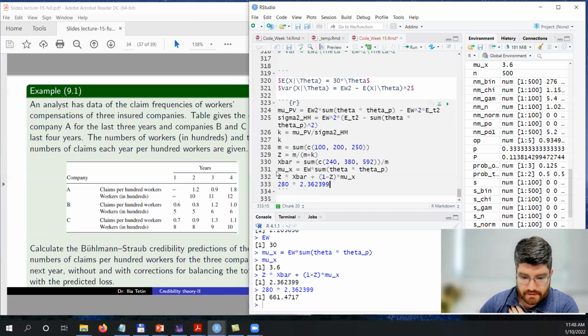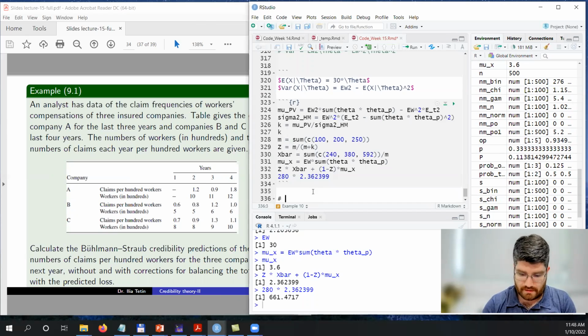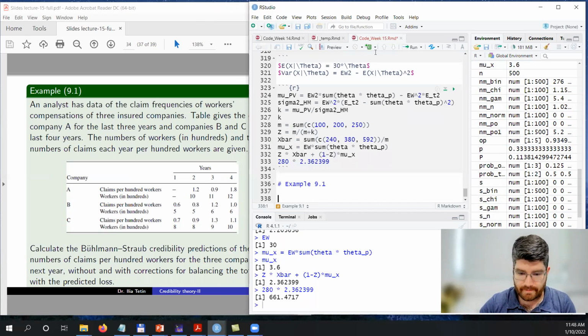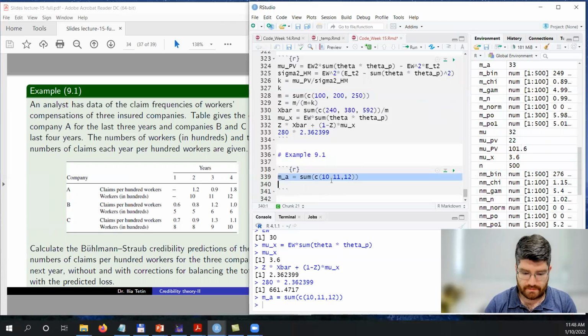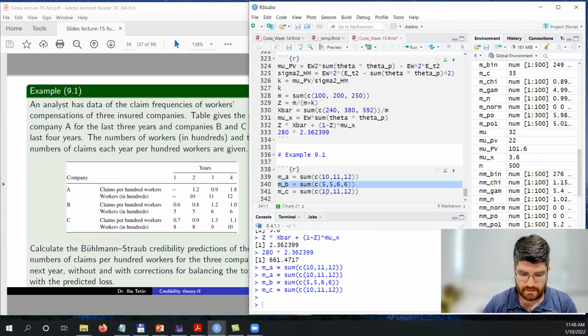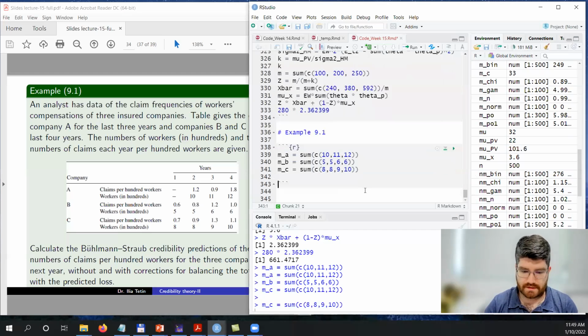Okay, let's just start doing example 1. A, B, and C will be the companies, and this is the sum of vector 10, 11, and 12. Then we'll have MB and MC. So here 5, 6, and 6. This is MB. And MC 8, 8, 9, 10. Okay, so this is MC.